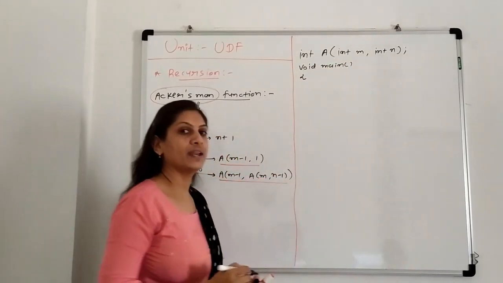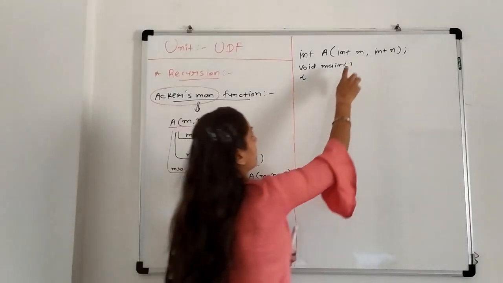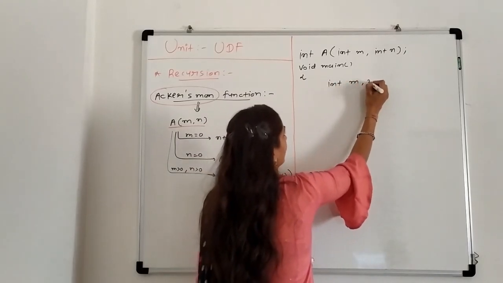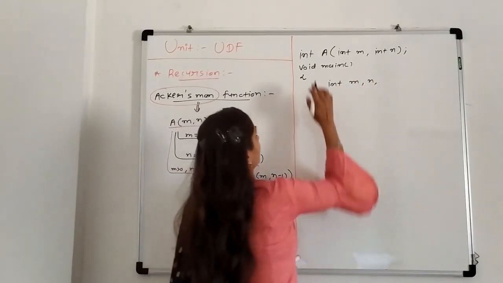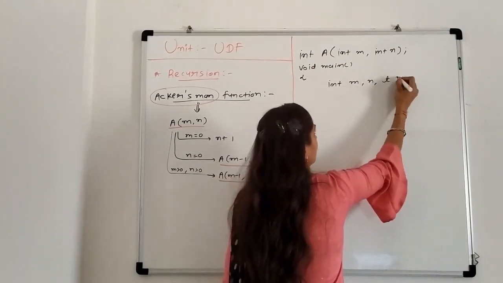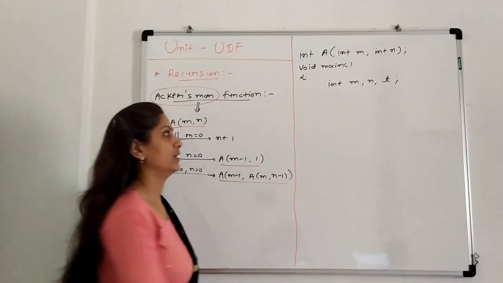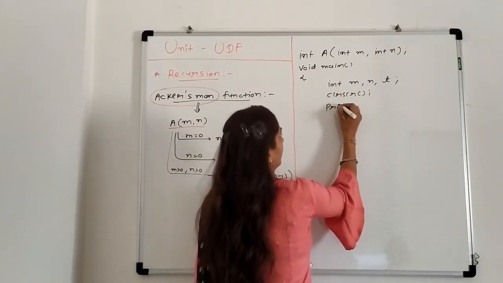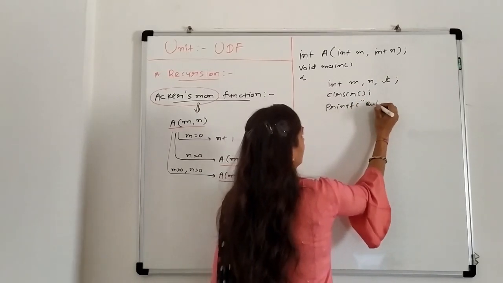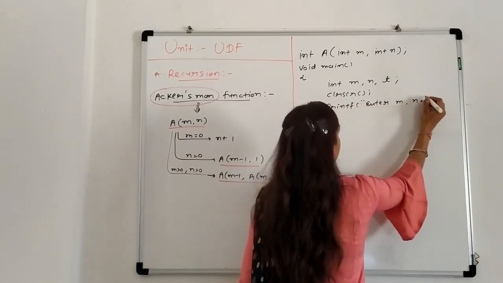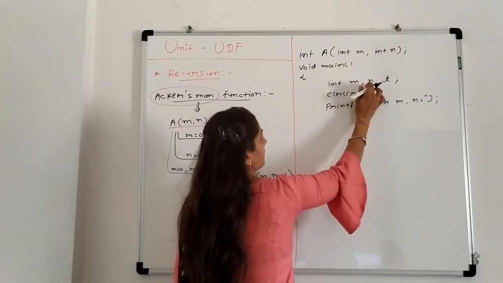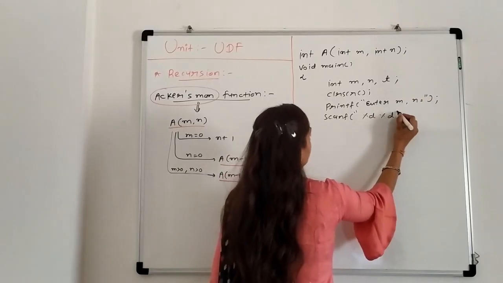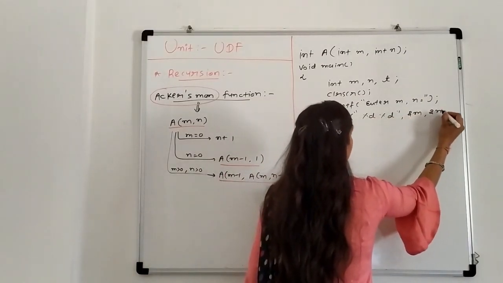Inside void main, what are we writing? Function call. But here we are passing arguments. So the printf and scanf are inside void main. So we declare m and n. The value returned by the function is an integer, which is stored in a variable t. Next is clear screen. Then printf, enter m, n. We have to pass two values, m and n. Now scanf %d %d, address of m, address of n.